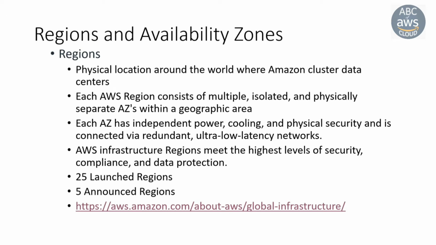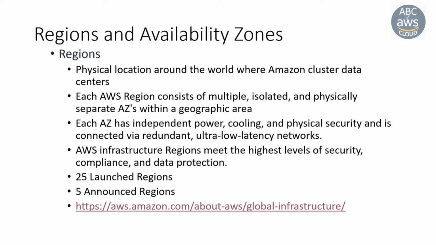Next, we will see the regions and availability zones. What are regions? Regions are where AWS has its data centers, and in which areas they have them. A combination of 2 to 3 data centers, which you can call availability zones, is a region, and those are connected through an ultra low latency network. A region is a physical location around the world where Amazon clusters its data centers.